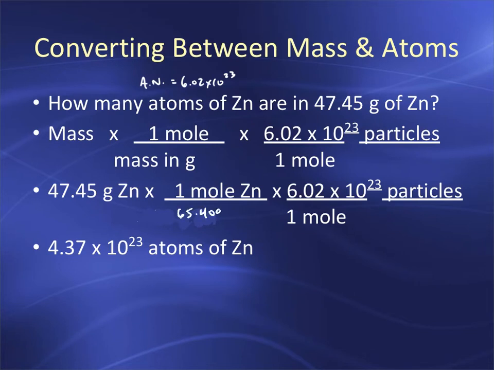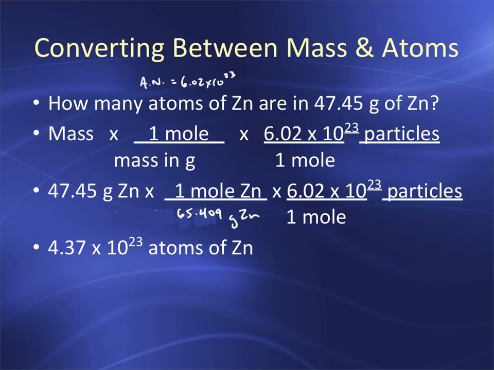let's see here, 65.409 grams of zinc. So we're putting that on the bottom. This is really 47.45 divided by 65.409 times 6.02 times 10 to the 23rd particles per 1 mole, okay? So we're going backwards here.